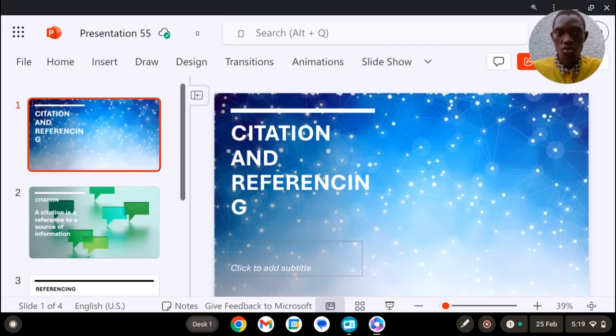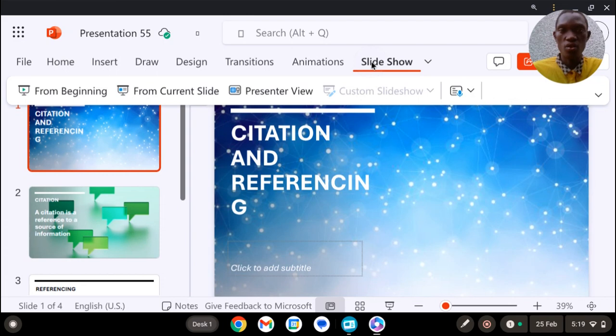In this amazing tutorial we are going to look at citation and referencing. Citation and referencing is one of the skills that are used in academic writing, and generally it serves as an acknowledgement basis and gives reference to the sources from which the information is gotten. So let's go straight away and look at them one by one.